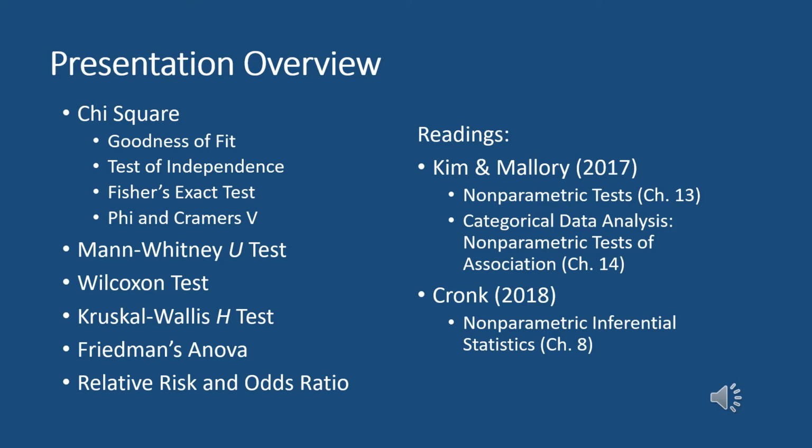So we will talk about chi-square and some of the associated tests such as goodness of fit, test of independence, Fisher's exact test, Phi and Cramer's V, the Mann-Whitney U test, Wilcoxon test, Kruskal-Wallis H test, Friedman's ANOVA, and then a little bit about relative risk and odds ratio.